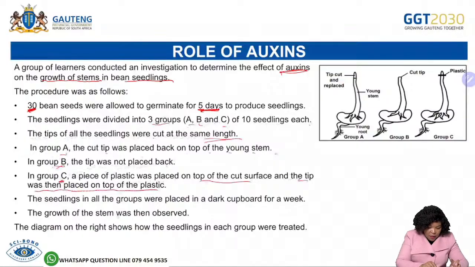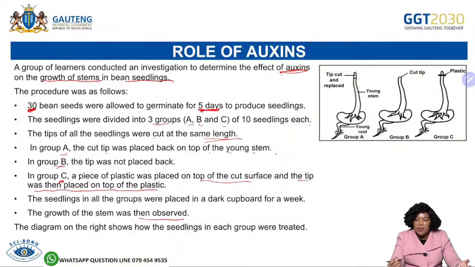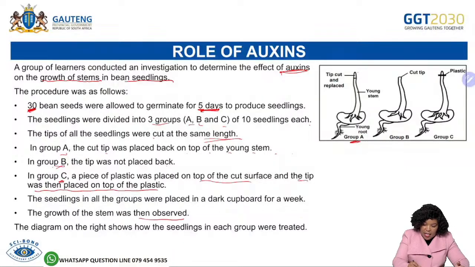So the growth of the stems was then observed. When we look at the diagrams, they're going to explain it to us very easily. You check group A, we said that the tip was cut then replaced. So you just cut it and put it back. But in group B, it was cut and not put back. So it is open. But in group C, it was cut, a plastic was placed there in the middle, and then the tip was put back.